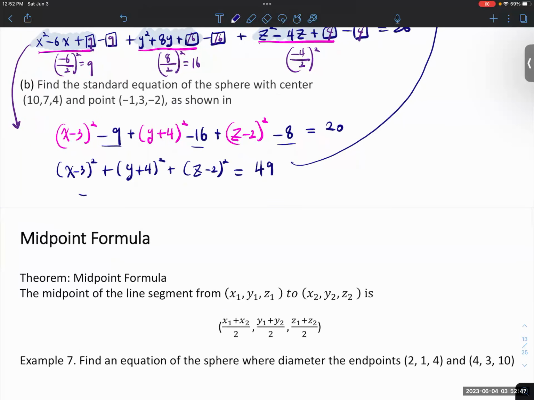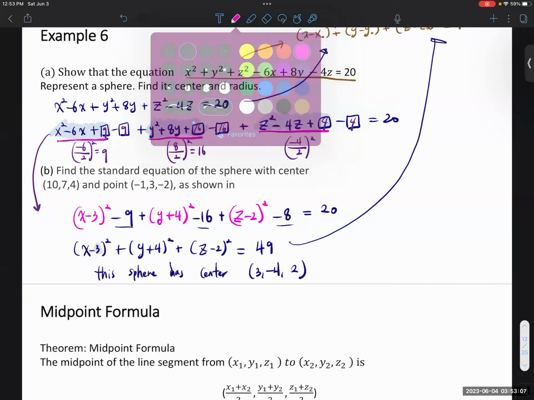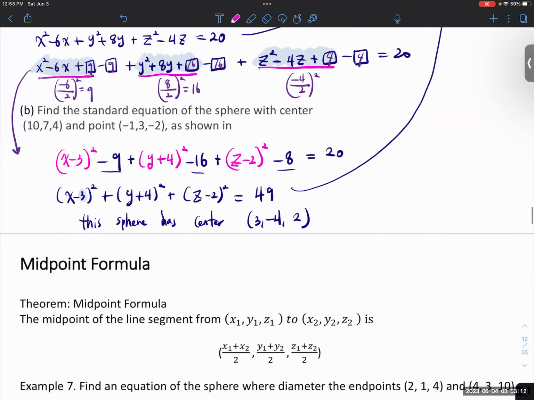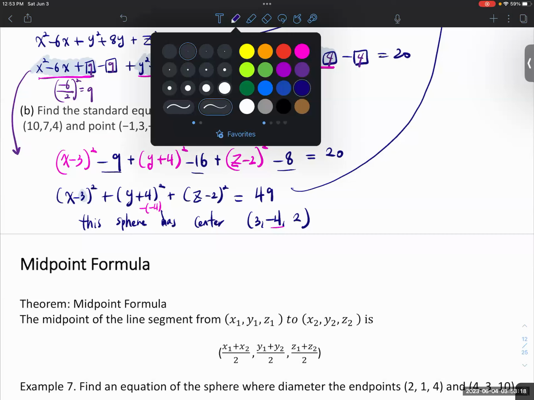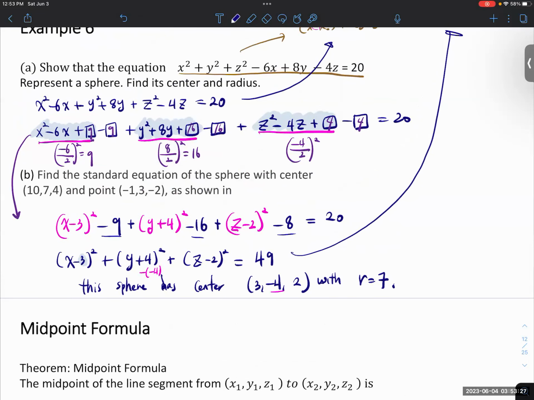So you can say this sphere has a center at 3, negative 4, positive 2. So that's your center, because that's how you read it. Many people get confused. The equations say all negative, so negative is the default. So negative 4 is the center, and then 2. And then the radius is 7. So that's your answer for letter A.